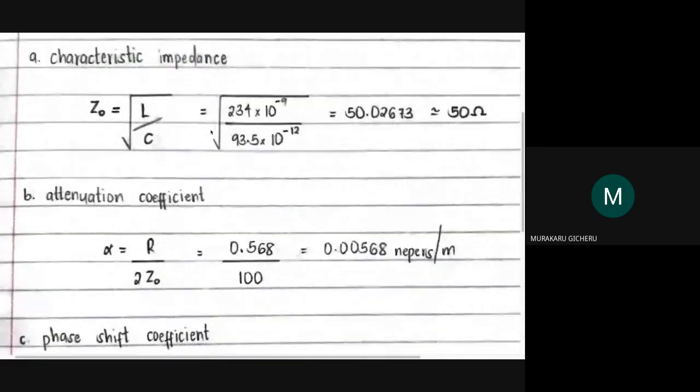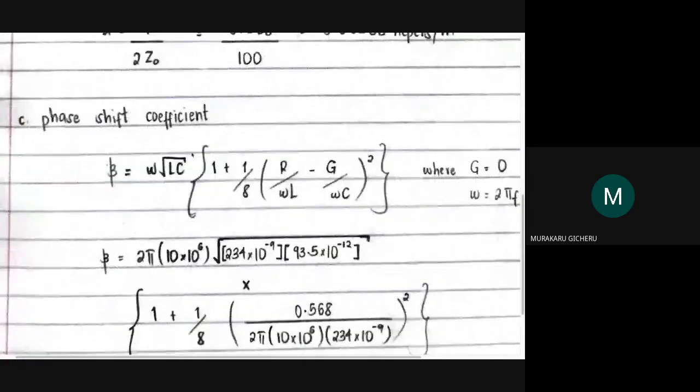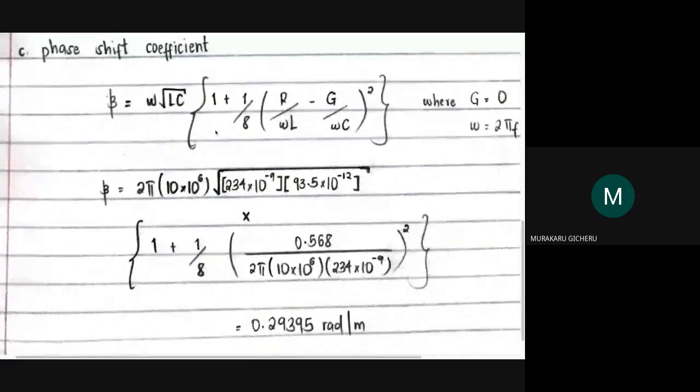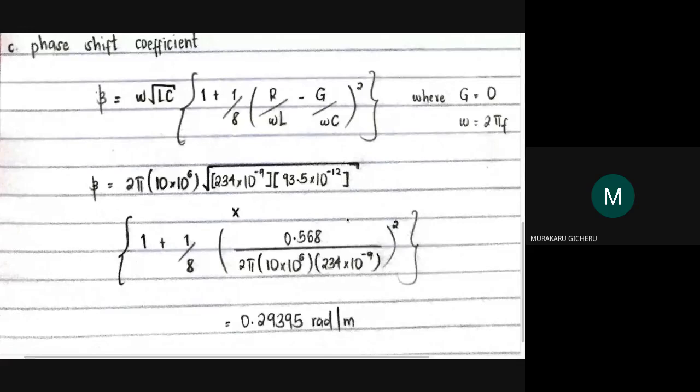So again, just to back up what I had said earlier about these two. If we take the very high frequency approximation and leave these curly braces out, it's not going to be very much different from what I've done here. Okay, if you use this long thing, G is equal to 0, omega is equal to 2 pi f, and then you plug in all the values you've been given, you're going to end up with 0.29395 radians per meter.